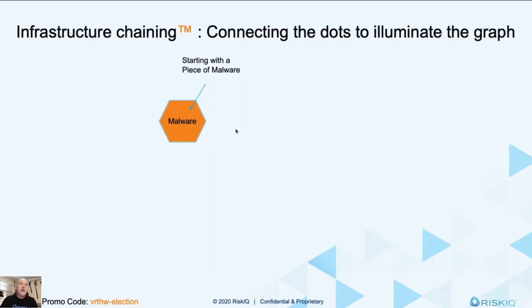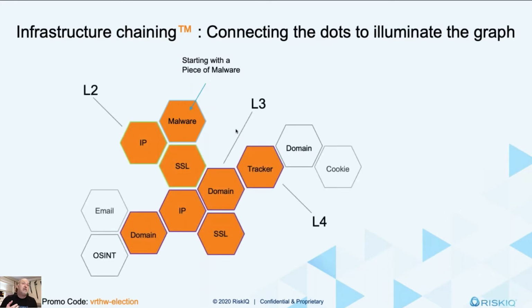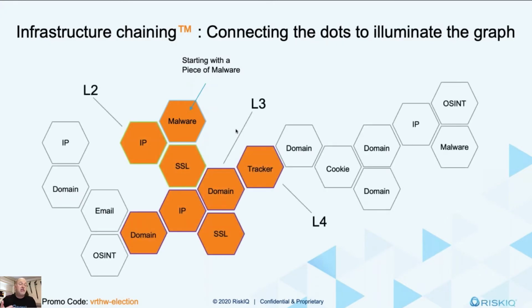So if we look at the infrastructure, if we start off with a single piece of malware, that malware might be associated with a particular IP and a cert associated with that IP, which then can be linked together to a different IP, domains, trackers, and we can build out these layers to understand the full infrastructure chain that's out there.